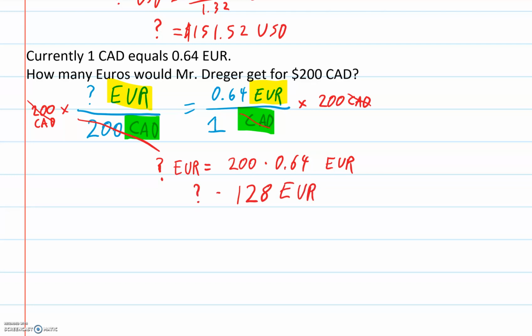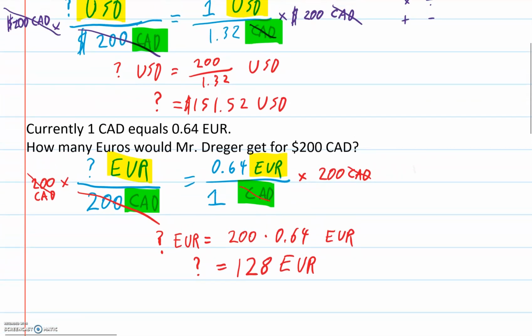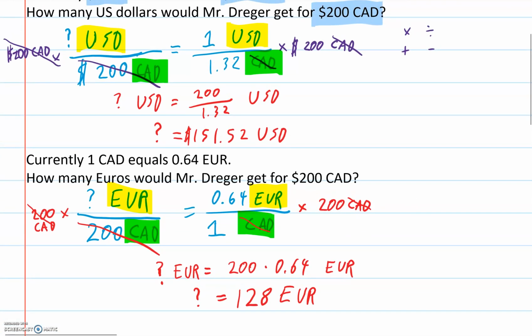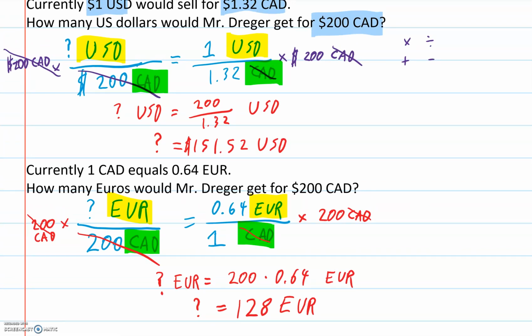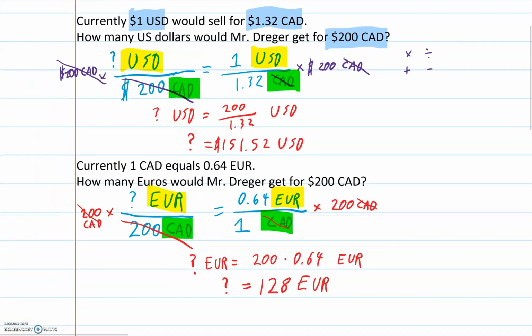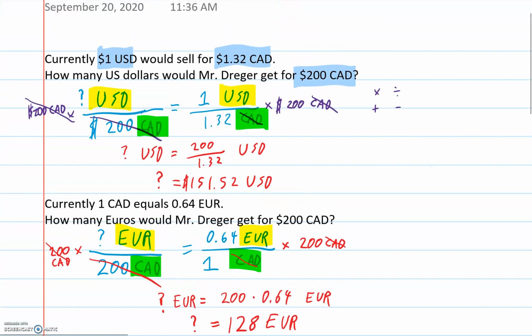So a follow-up question might ask, which is stronger, the US dollar or the euro? In this case, we can see the euro is stronger because we're getting less euros for the amount of Canadian.